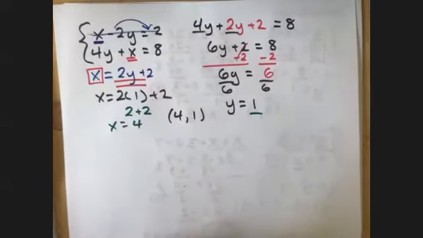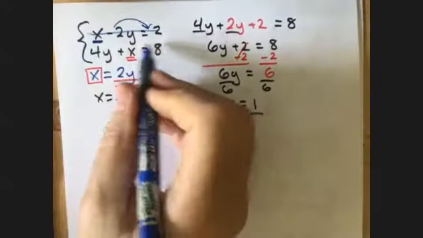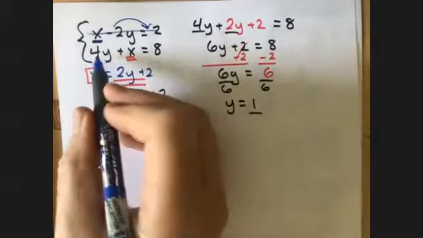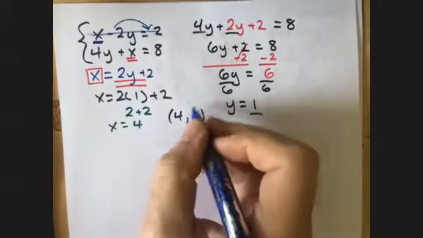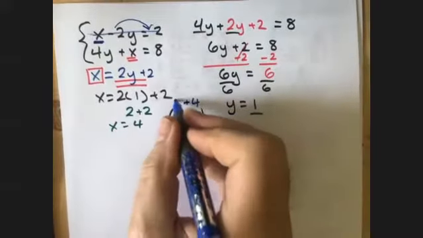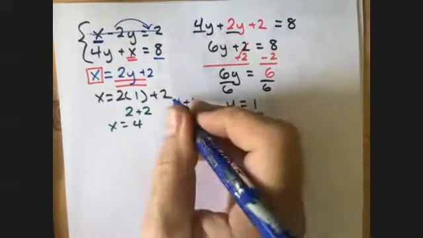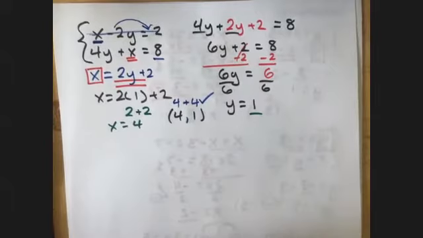And now I check in this equation right here, the one I didn't plug into, not the isolated. So 4 times whatever y is. 4 times 1 is 4, plus x, well, x is 4. 4 plus 4 is 8. I have checked. I know I'm correct.